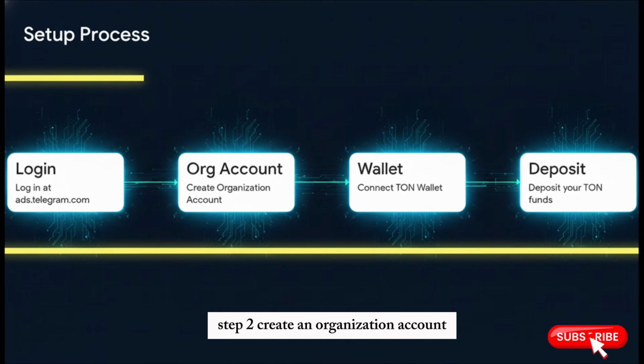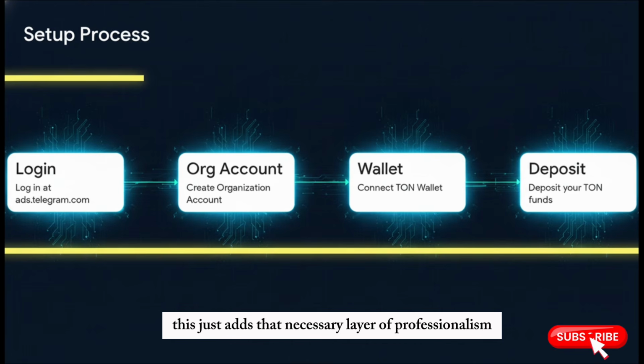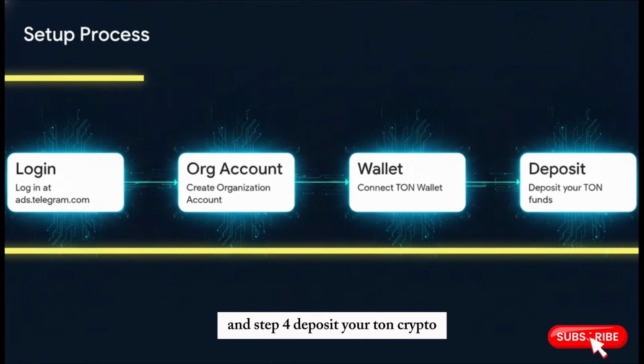Step 2, create an organization account. This just adds that necessary layer of professionalism. Step 3, connect a TON wallet to Fragment. And Step 4, deposit your TON crypto. The whole ad network runs exclusively on TON, so once you're loaded up via Fragment, you are officially ready to build.